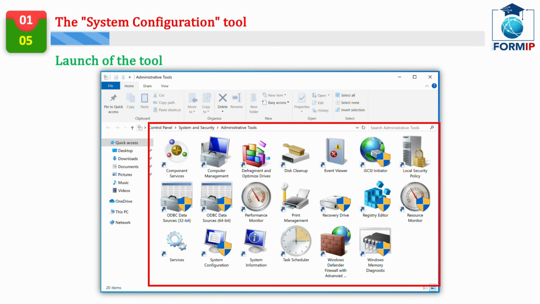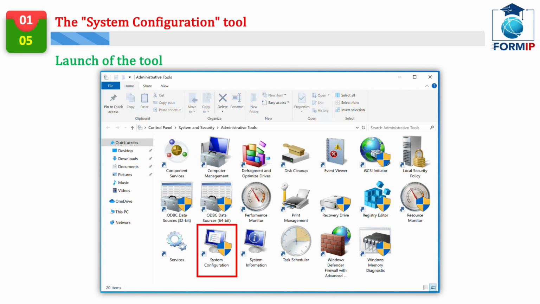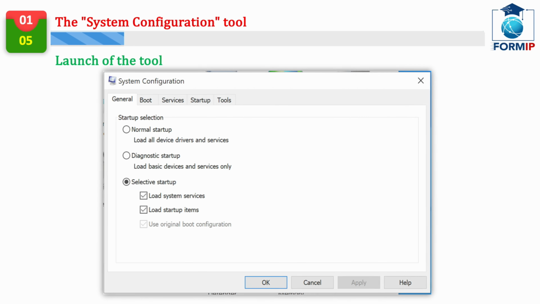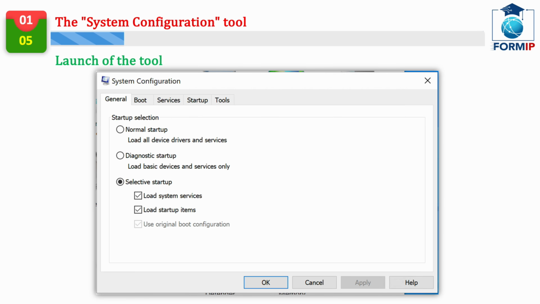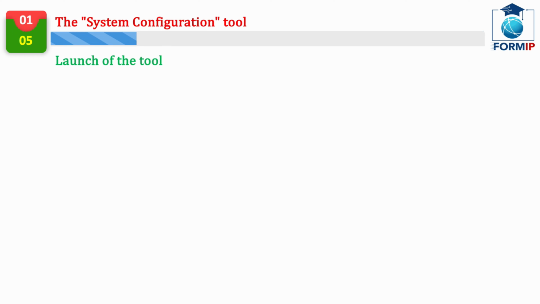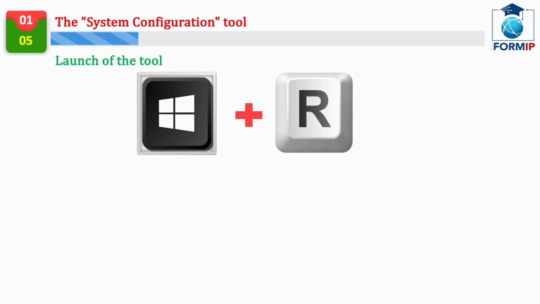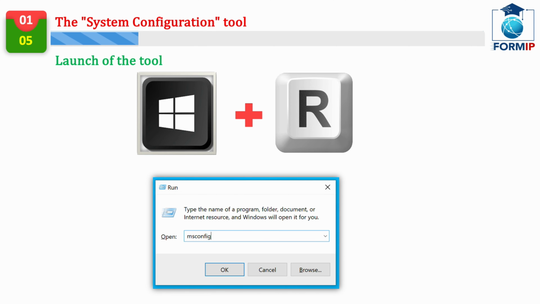System configuration. We'll start with the system configuration. This tool allows you to configure certain startup settings of your operating system. You can also access it with the keyboard shortcut Windows key plus R key, and by typing the msconfig command. As you can see, the system configuration tool is made up of 5 tabs.